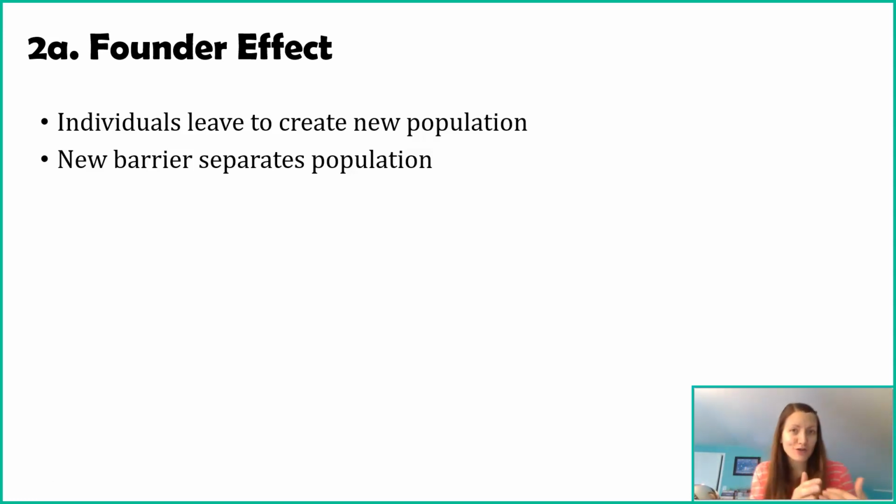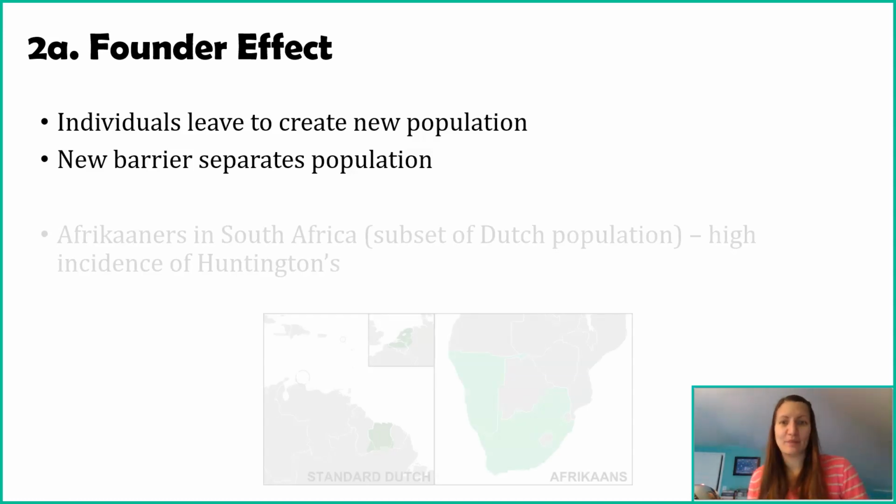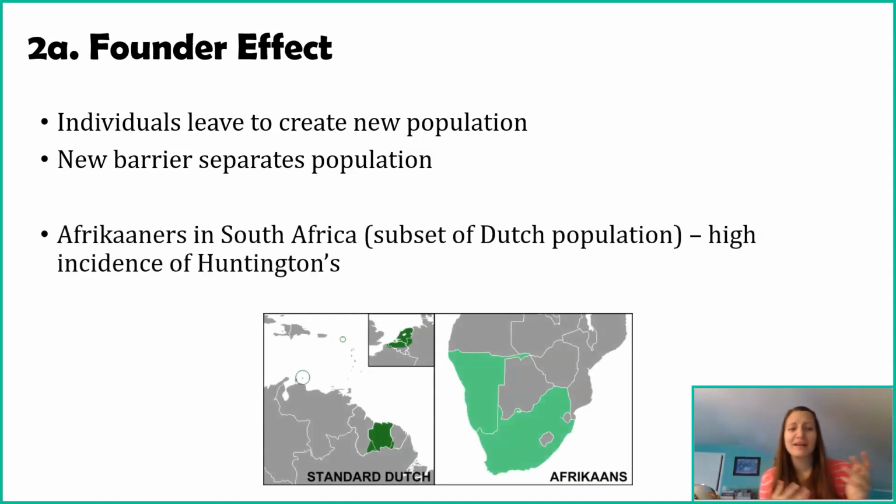Humans, or certain human populations, are great examples of this. So I'm not sure how familiar you are about the Afrikaners population in South Africa, but the Afrikaners is actually a subset of the Dutch population. So talking about humans, Dutch being the Netherlands. So hundreds of years ago, back when we as in humans were actively colonizing everything.